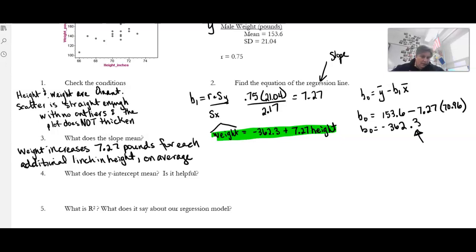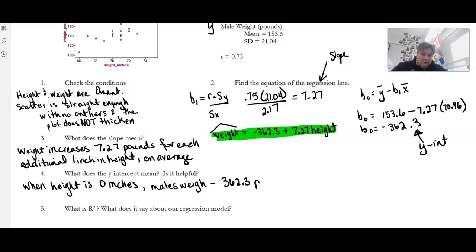Okay, so that's interpreting the slope because the slope was 7.27. This number right here is going to help us for the next one, which is our y-intercept. A lot of times y-intercepts are numbers that don't make sense, but you have to be able to interpret it. Essentially what it's saying is that when height is 0 inches, because when it crosses the y-axis, you don't go left or right, it's at 0. So when height is 0 inches, you weigh, or males weigh, because these are on males, right? Males weigh negative 362.3 pounds, which doesn't really make sense. When you get an answer that doesn't really make sense, it's called an extrapolation, which we'll talk about in class more.